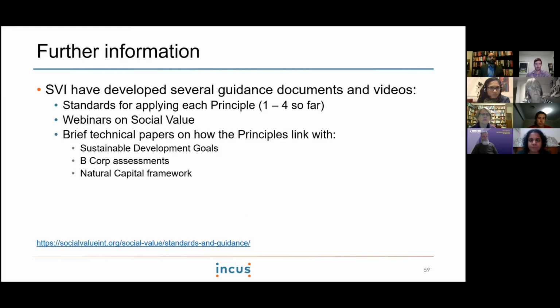If you'd like further information, as I mentioned, Social Value International are the governing body for all of this. They've got some excellent guidance documents and videos on their website. They've got some standards for applying the principles. They've got the webinars in case you want to watch somebody else do the same thing. And they've got some brief technical papers on how the social value principles link with some other initiatives like the Sustainable Development Goals, benefit corporation assessments, the Natural Capital Framework, etc.